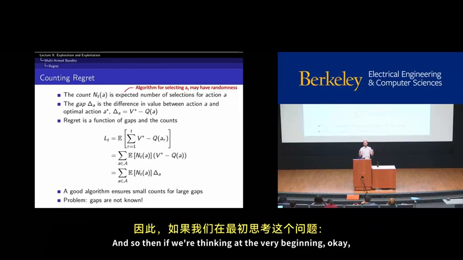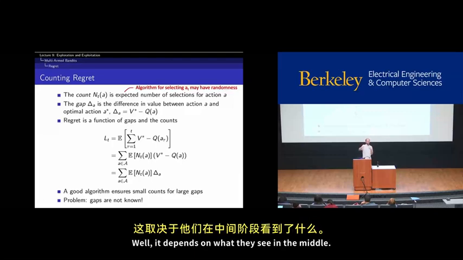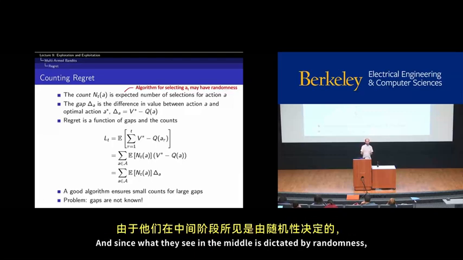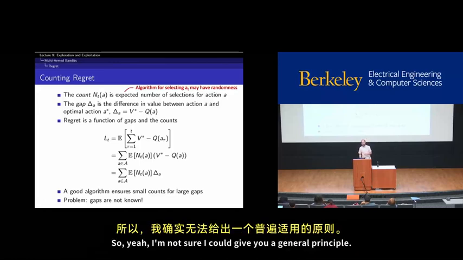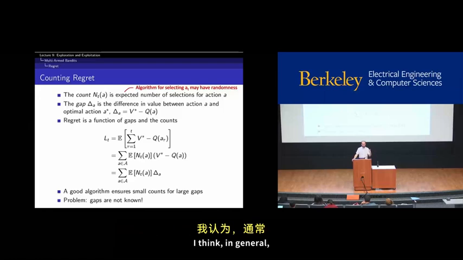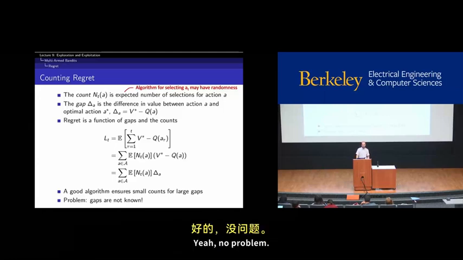Depending on the answer, I'd be doing something different the next step. So if we're thinking at the very beginning, what's this person following this algorithm going to be doing at time step 10? Well, it depends on what they see in the middle. And since what they see in the middle is dictated by randomness, there's some randomness over what they're going to be doing at step 10. I'm not sure I could give you a general principle. In general, you just have to look at the code and the setting and then see whether it's random. Yeah, no problem.